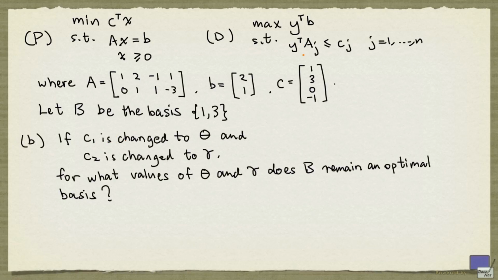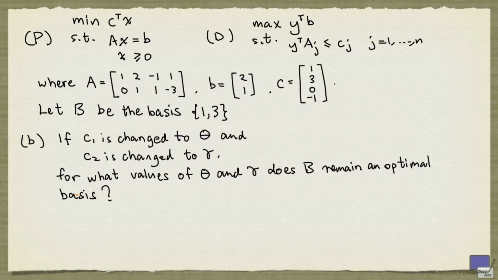So we are now changing two entries of c, the first one to theta and the second one to gamma, and we want to see what are the conditions on theta and gamma so that B is still an optimal basis. As before, we need to check two conditions. The first is that B determines a basic feasible solution. But if we are changing c, this system here is not changed. So we can use the information from the previous question and conclude that B is a feasible basis, that is, it still determines a basic feasible solution.